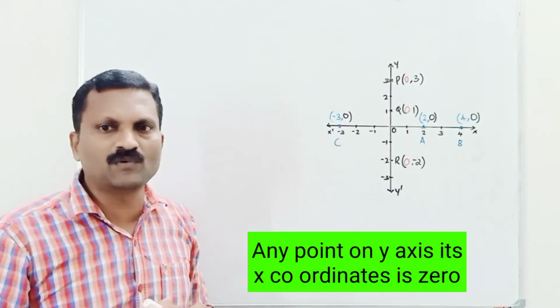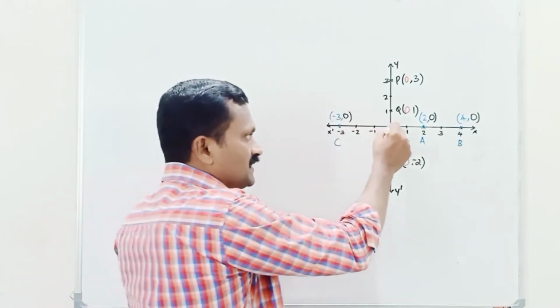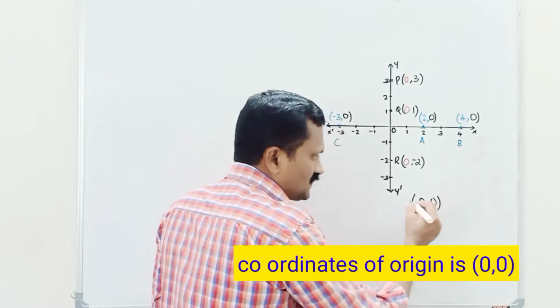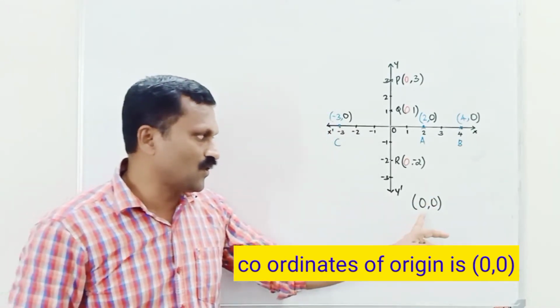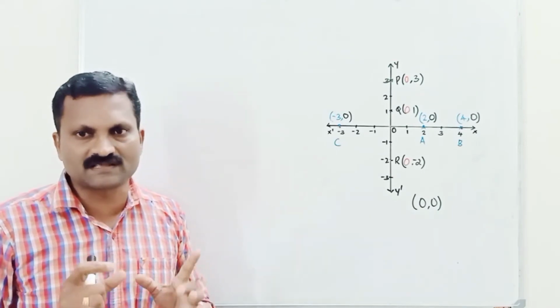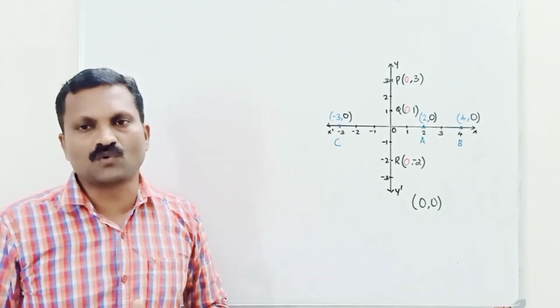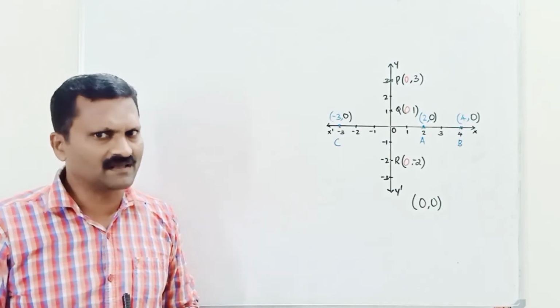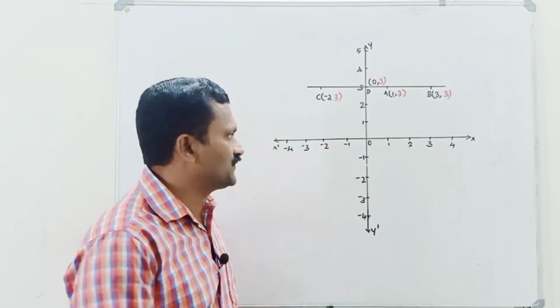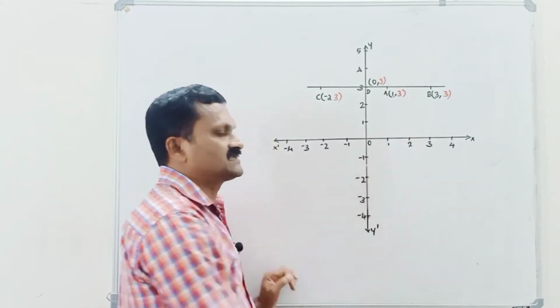Then what about the coordinates of the origin? The coordinates of the origin are the ordered pair (0, 0). Both the x and y coordinates are 0, which are the coordinates of the origin. Can you follow? The y-coordinate of any point on the x-axis is 0.